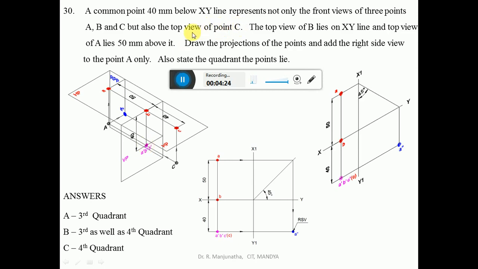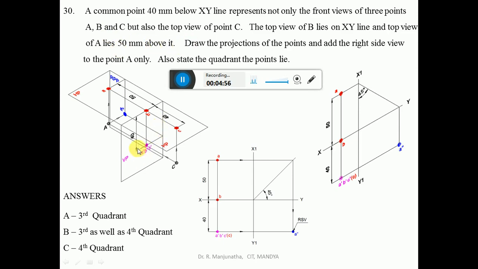So the top view of C will also come below XY line, which means the point should be in fourth quadrant. So that is 40 mm in front of VP. In front of VP, when you look from the top view, the image will fall on HP. So you're going to get this 40 mm here. The top view of B lies on XY line, and the top view of A lies 50 mm above it. So when it is rotated, it will become 50 mm above it.